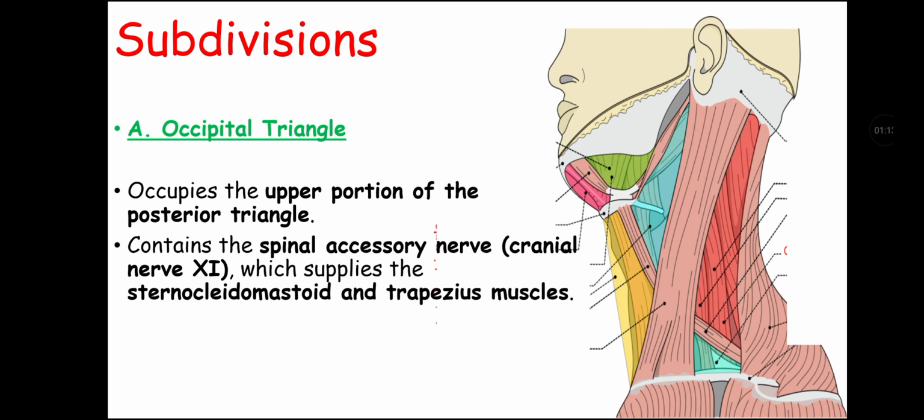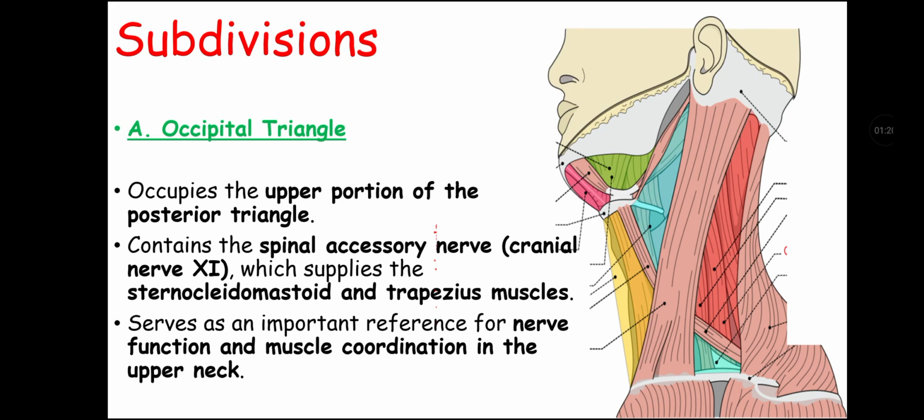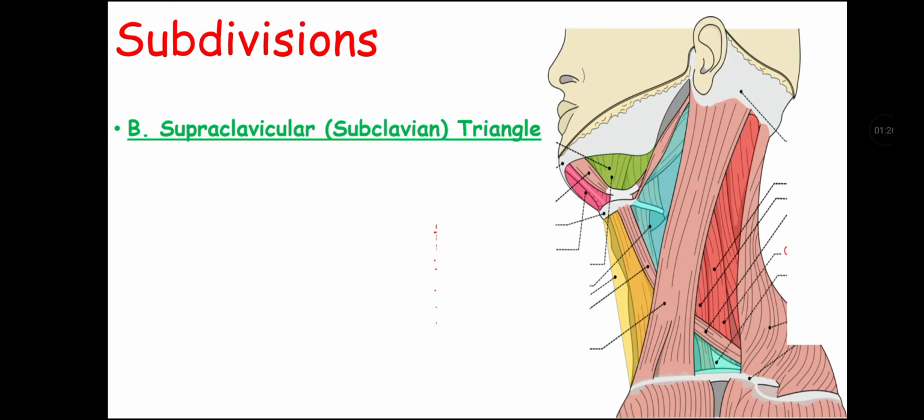It contains spinal accessory nerve, that is cranial nerve number 11, which supplies the sternocleidomastoid muscle and trapezius muscles. It serves as an important reference for nerve function and muscle coordination in upper neck. Second subdivision is supraclavicular triangle or subclavian triangle.